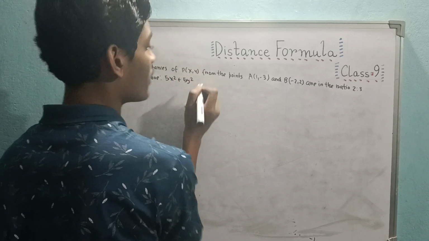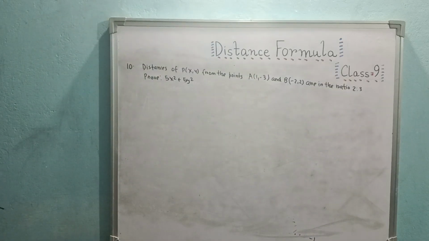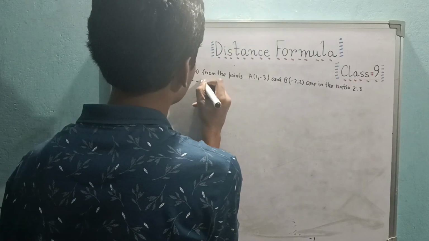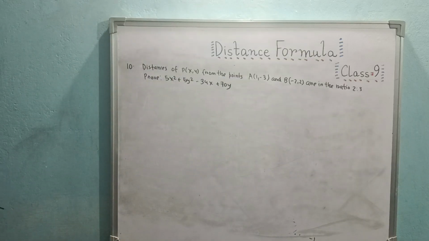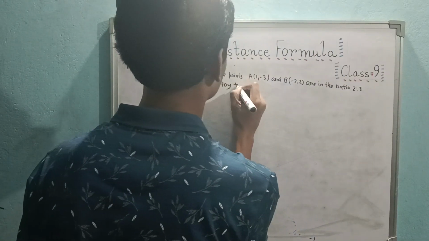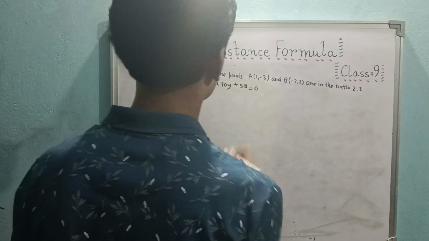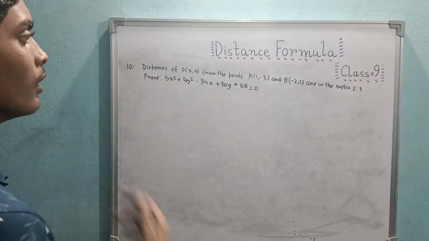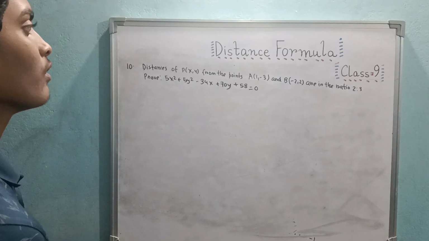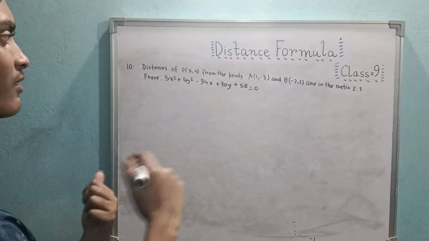5x square plus 5y square minus 34x plus 70y plus 58 equal to 0. But it's easy. You will soon find out that. Now you'll be telling, what does this equation have to do with those 2 points? Something with the distance formula which I accidentally rubbed.